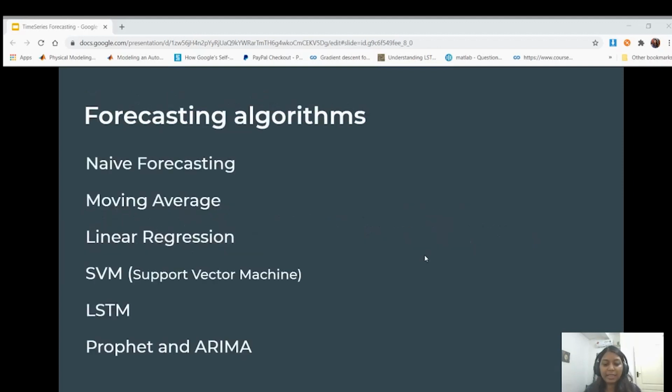Now the forecasting algorithms we will be using are naive forecasting, moving average, machine learning algorithms like linear regression, SVM or support vector machine, LSTM, which is long short-term memory and is nothing but a special case of RNN, and Prophet and ARIMA.